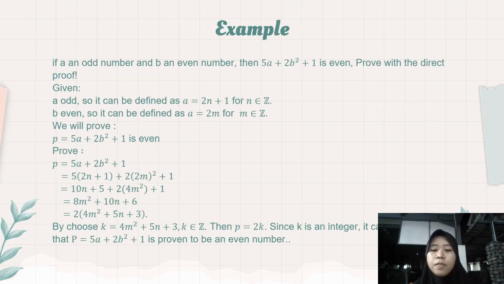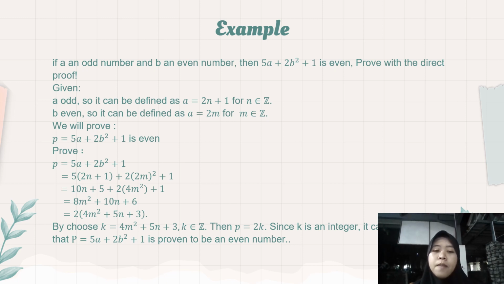And then the next topic is an example for direct proof. In this slide, we have a problem. If A is an odd number and B is an even number, then (5A + 2B)^2 + 1 is even. Prove it with a direct proof.